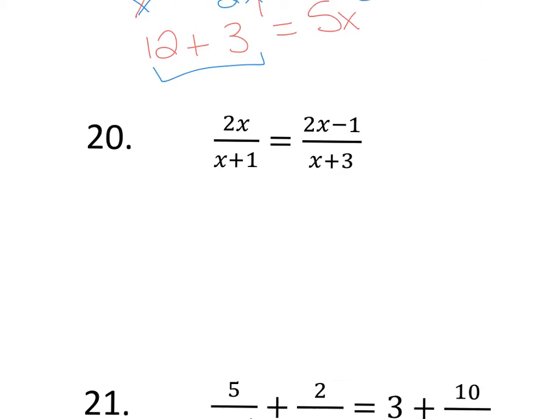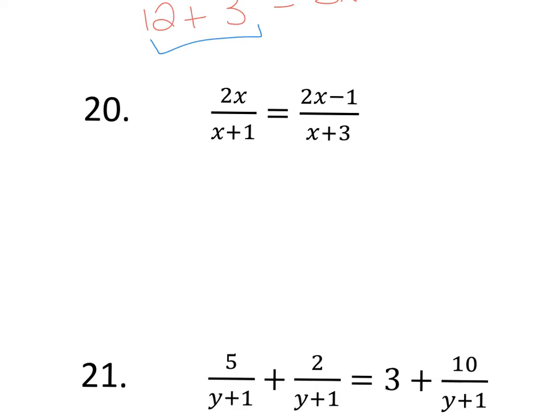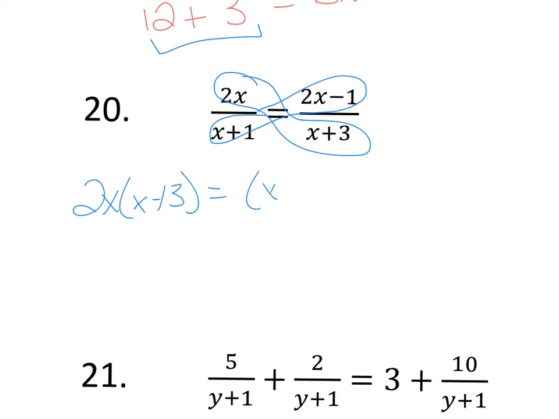Number 20 is the same type of question with rational expressions, the only difference being that this is one rational equal to another rational, and it looks like it is actually a proportion. When you have a fraction equal to another fraction, it's a proportion, and you can get rid of the denominators by simply cross-multiplying. In other words, this times this will equal this times this. So that's what we're going to do first. We're going to do 2x times x plus 3 will equal x plus 1 times 2x minus 1.